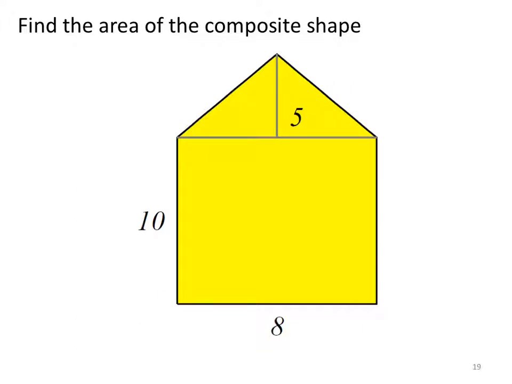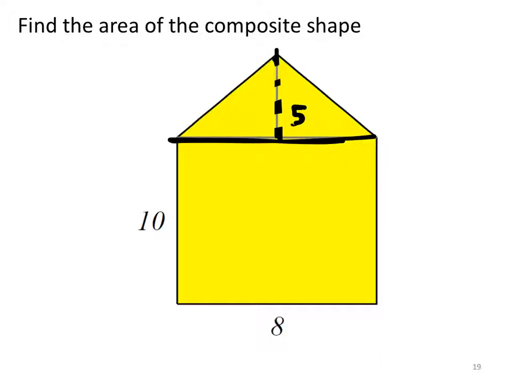In this example, though, we will be doing the addition method. So I'm going to break this up into two separate shapes. I've got a triangle. Now that's shown as two triangles. It's just showing that this length right here is 5. Otherwise, we don't really need that line right there, all right? So I've got two shapes.